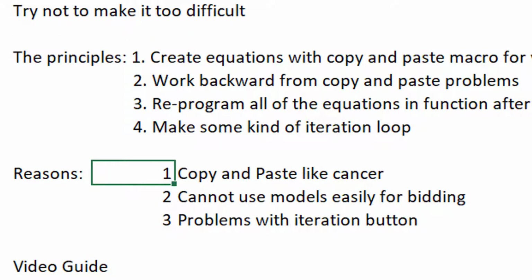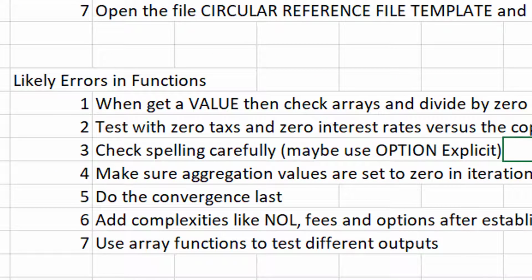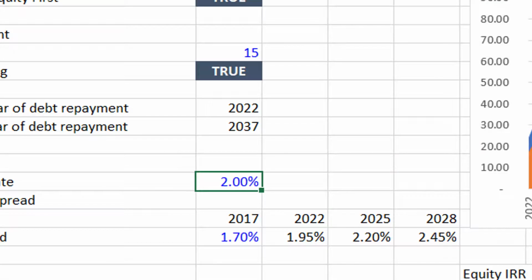It's like a cancer on the model. You start to have a whole bunch of copy and paste macros, and then you can't use the models for goal seeks with biddings, and you can't really use an iteration button. So first, I'm going to our copy and paste method.